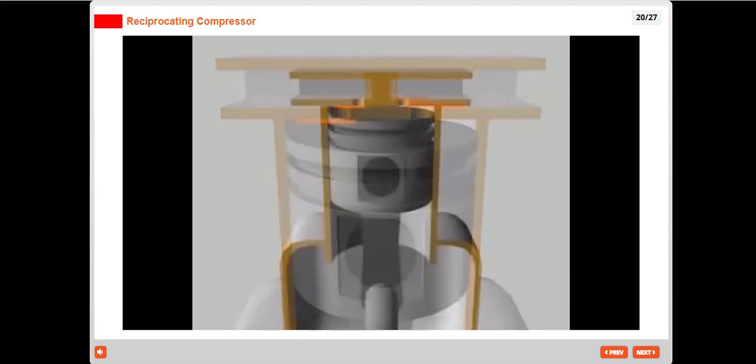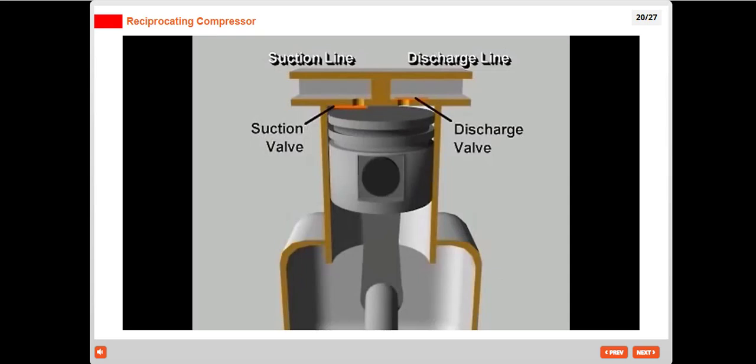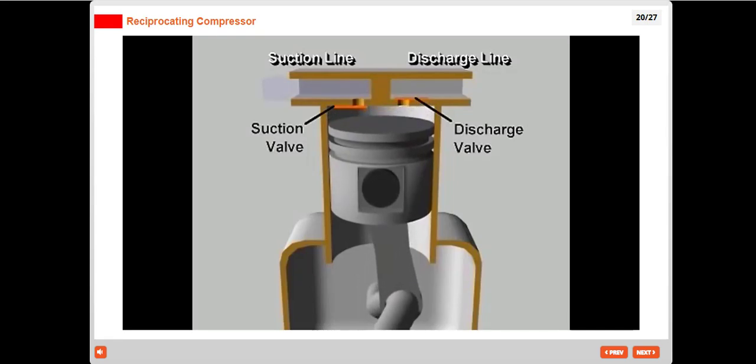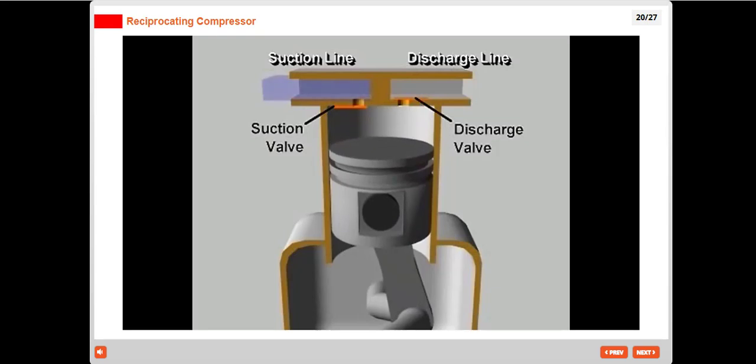Let's follow the compression process in a single-cylinder reciprocating compressor during one complete revolution of the crankshaft. Starting with the piston at the top of its stroke, or at top dead center, the piston begins to move downward as the crankshaft rotates.